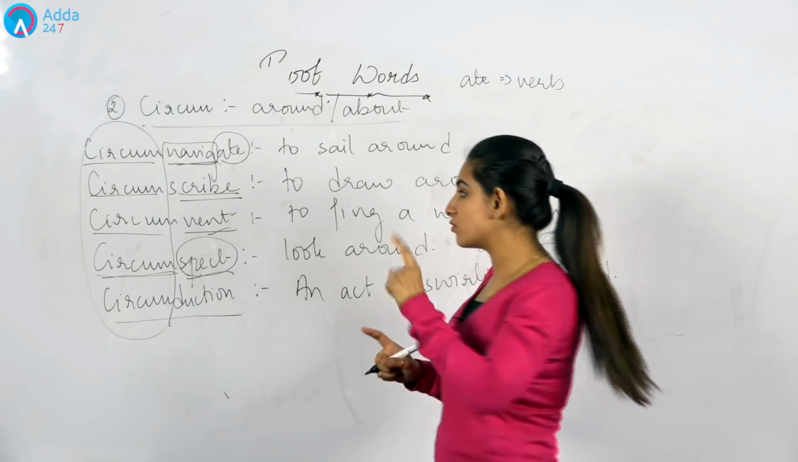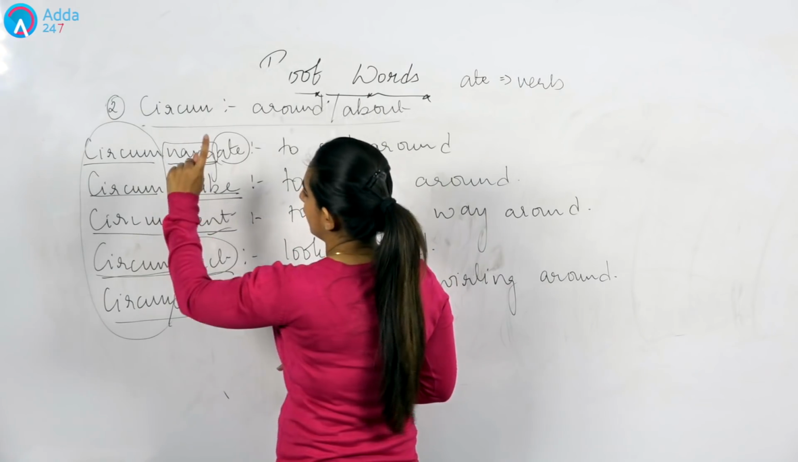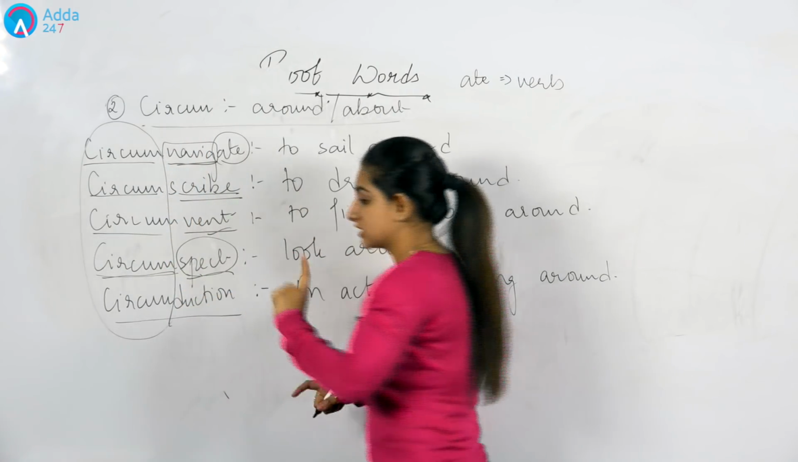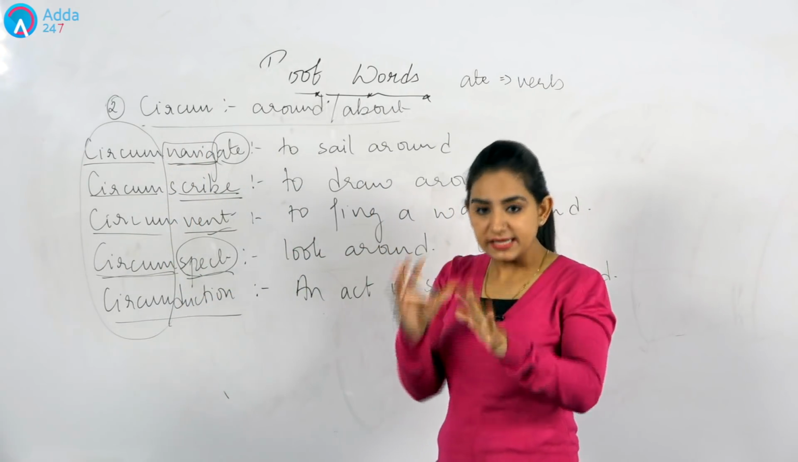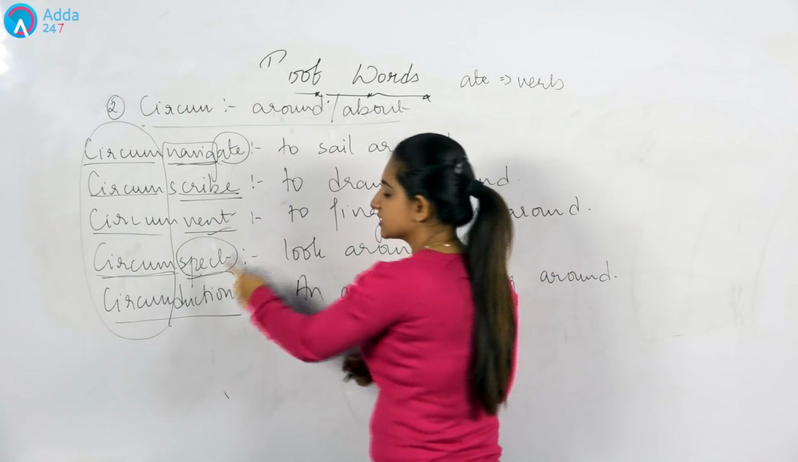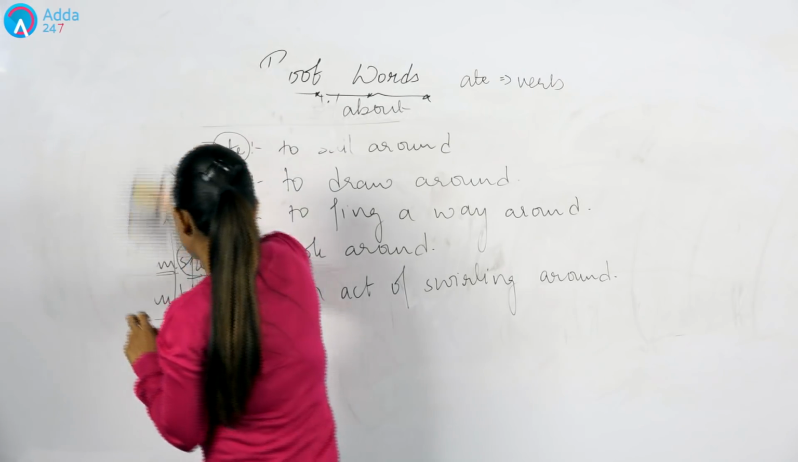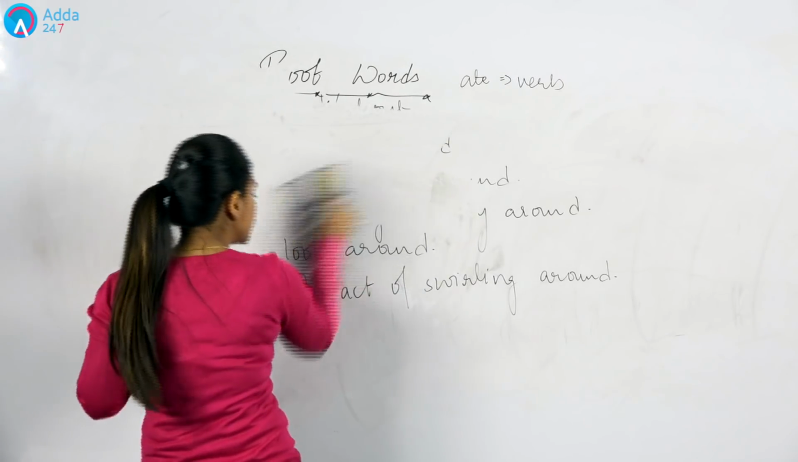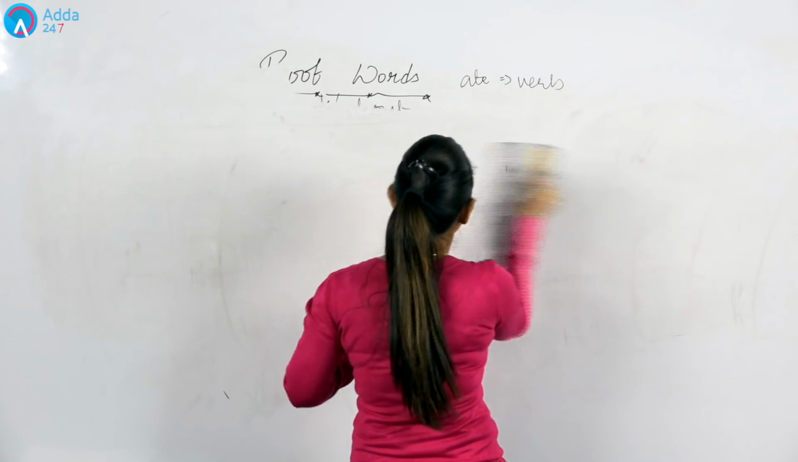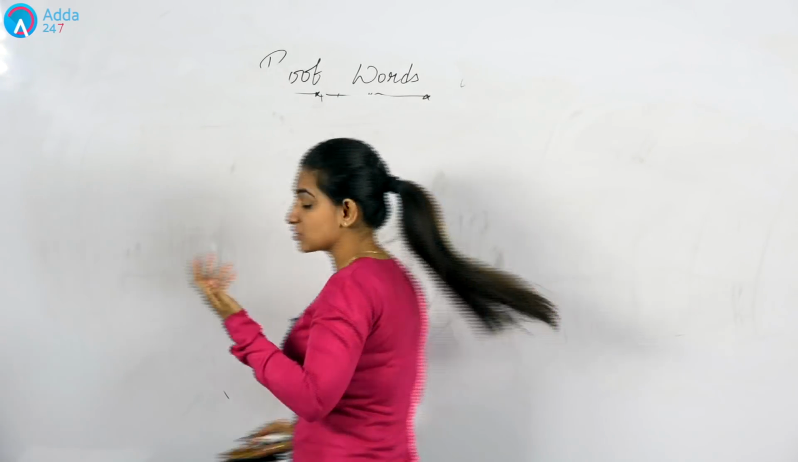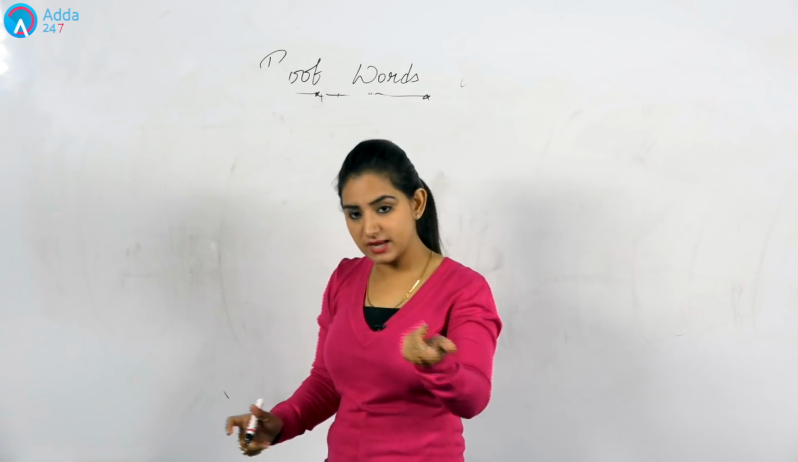So you have not only learned circum here, but also navigate, scribe, went and spect. So I want you to make at least 5 root words out of these as well, right? So I suppose you understood the meaning of all the root words in this. Circumstances is also there, right? Circumstances is again a root word.